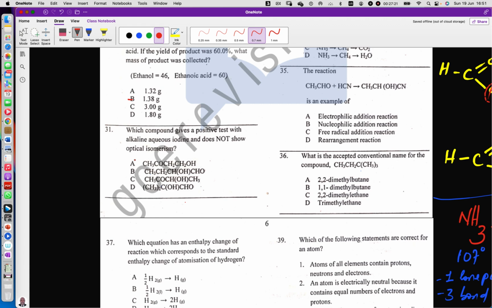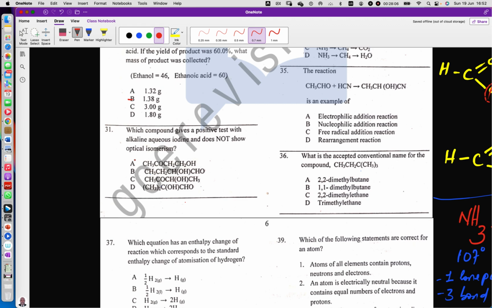Once more, for it to give a positive test with alkaline aqueous iodine, we are talking of the iodoform test, or we call it the triiodomethane test. This is the test. So for a compound to give a positive test, that compound must have a methyl group that is attached to the carbon atom that has the functional group.